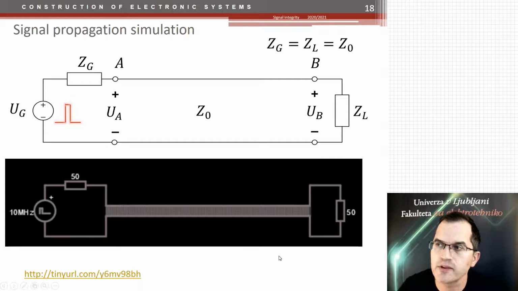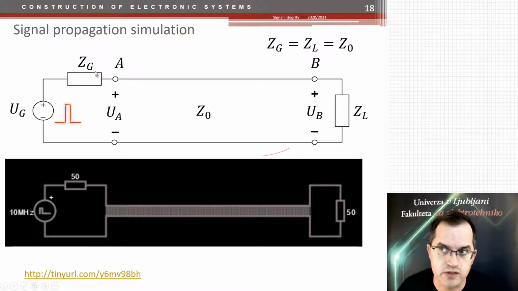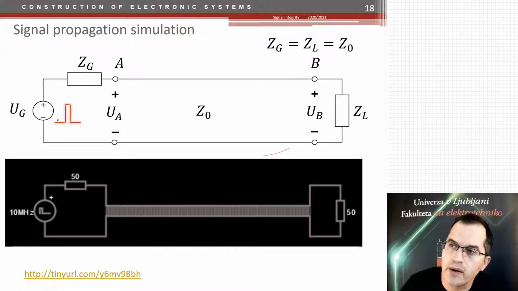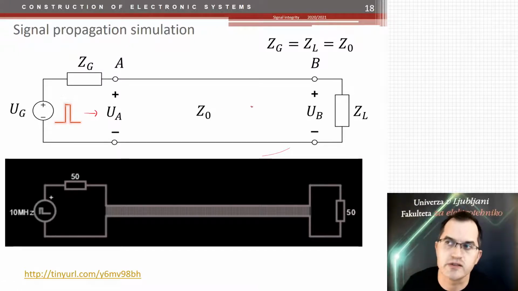This is an example of a transmission line. So that's the transmission line. And this is the generator, which has some source impedance, and there is some load on the other side with the load impedance. And we mark the beginning of the transmission line with the letter A and the end with the letter B. So we have voltage A at the beginning and voltage B at the end. And the transmission line has a characteristic impedance of Z0. And we have a pulse generator, which generates a very short pulse and sends it over the transmission line.